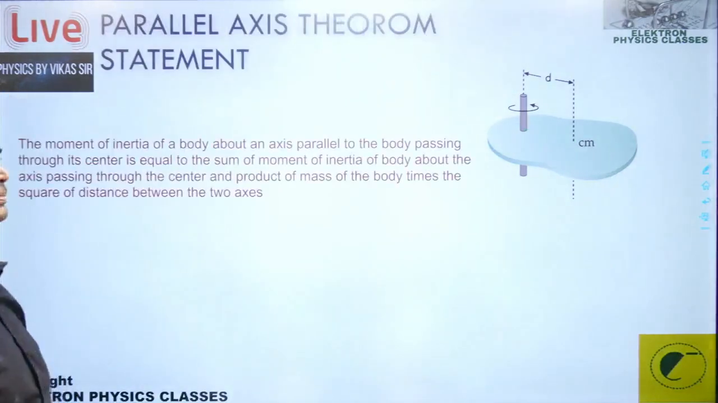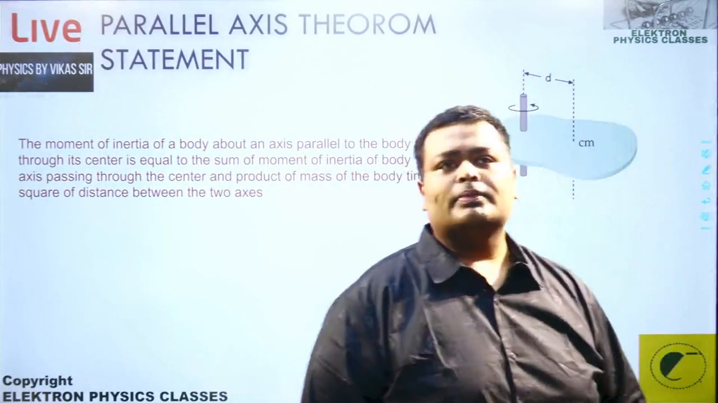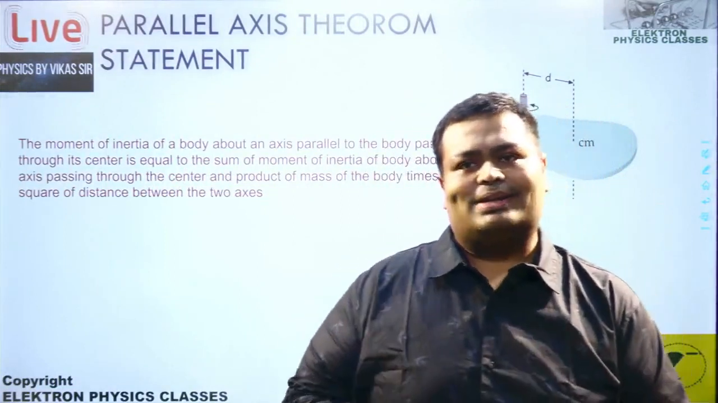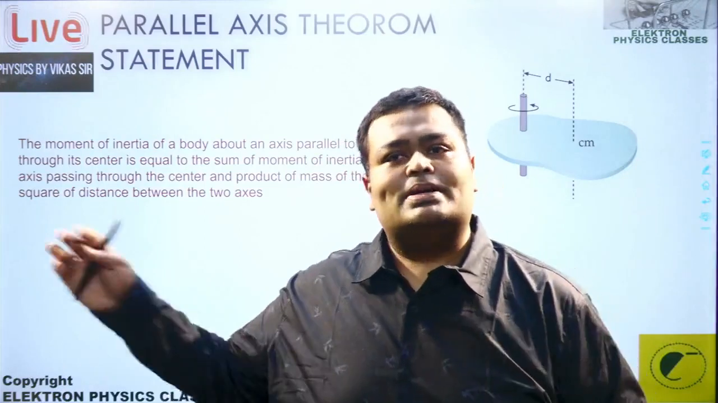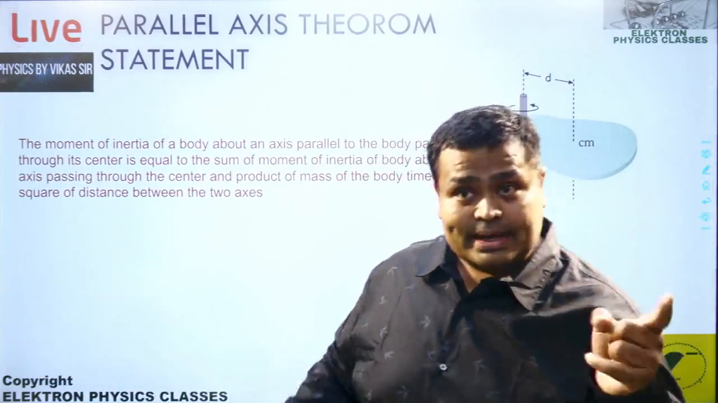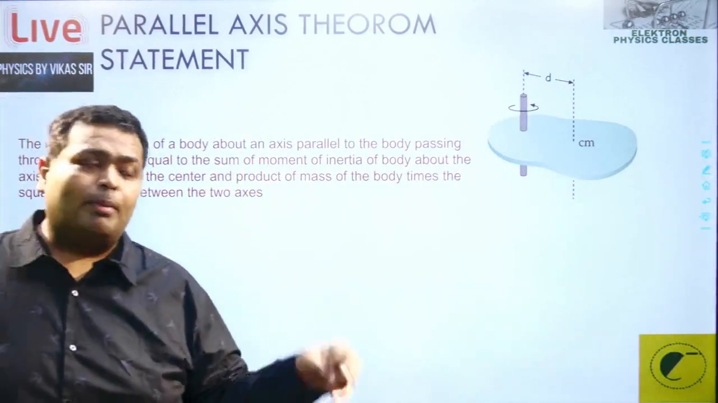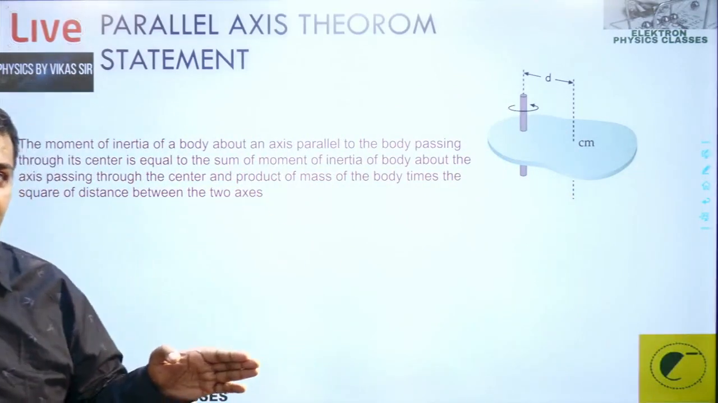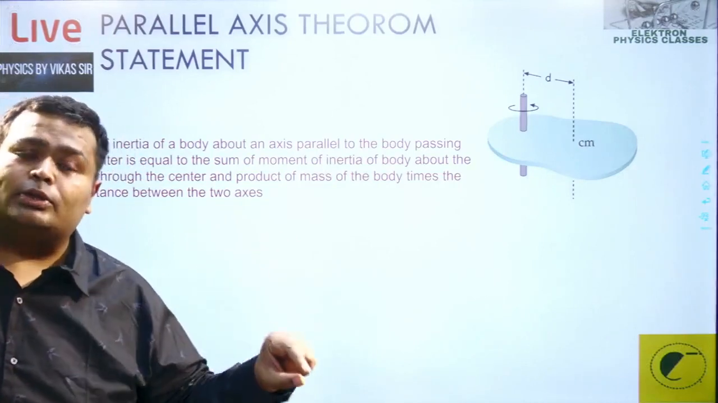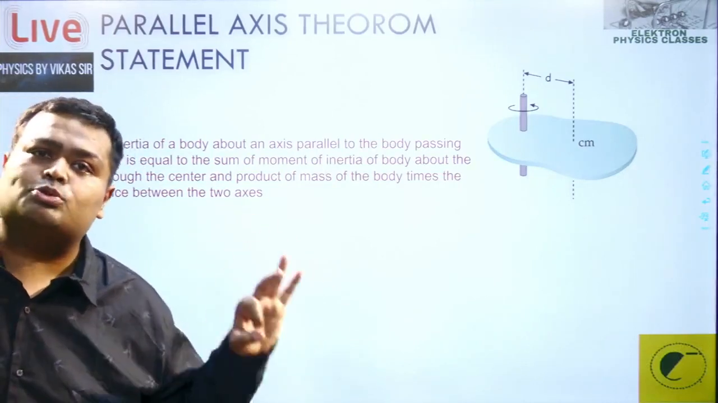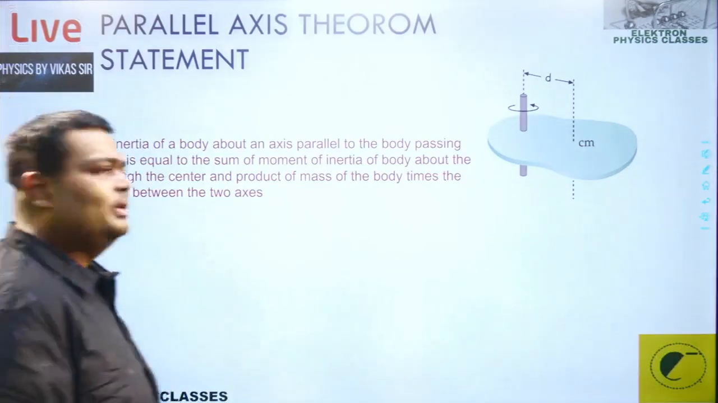Moving ahead. That's the statement. Read it. It's very simple. The moment of inertia about an axis parallel to the center mass axis is equal to the sum of the moment of inertia about the center mass axis and the product of the mass of the system into the square of the perpendicular distance between the axes. That's so simple.